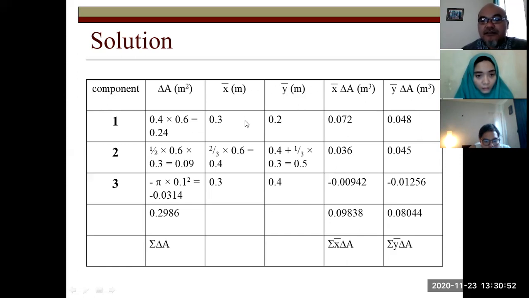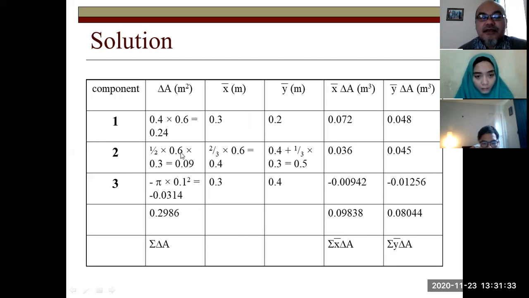The x coordinate of the centroid is 0.3, half of the length. The y coordinate is half of the height, 0.2. X times delta A is 0.3 times this part, 0.072 cubic meter. Y delta A equals 0.2 times 0.24, 0.048 cubic meter.